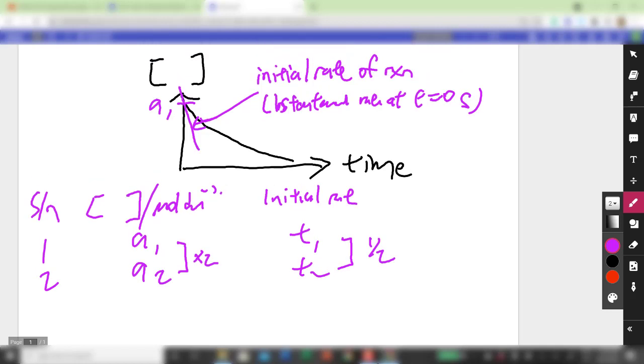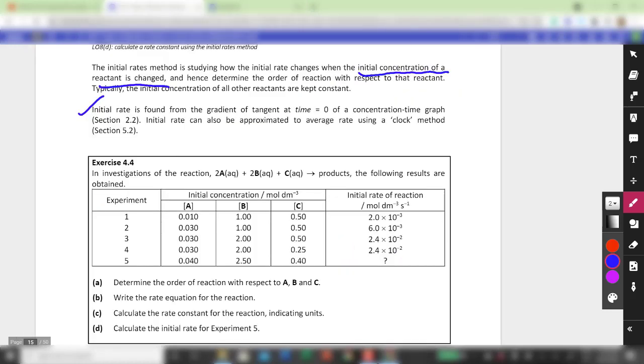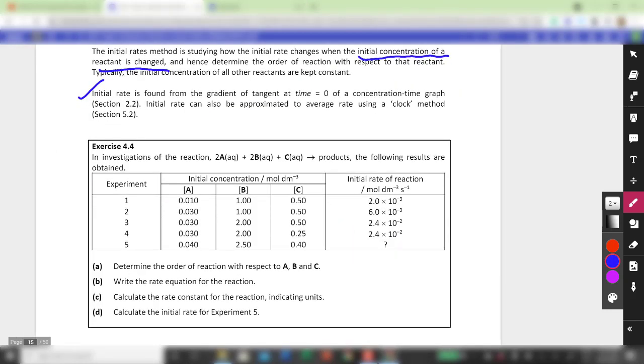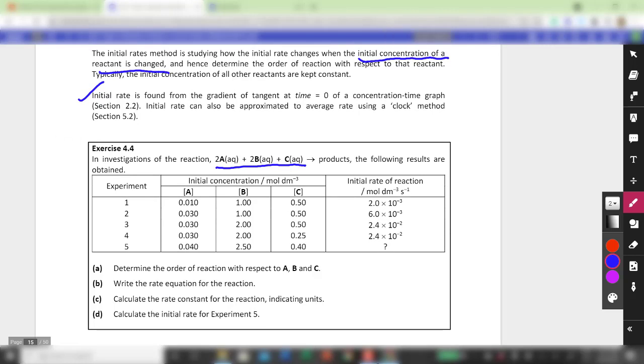But a major drawback of this method is that it's quite time consuming because for every experiment you can only get one initial rate. If we are going to determine the order of reaction with respect to several reactants, for example, in the case of exercise 4.4, we have 3 reactants in total, and we go through all the 5 experiments, it will take a lot of time. So normally we will go through another method known as the clock method.